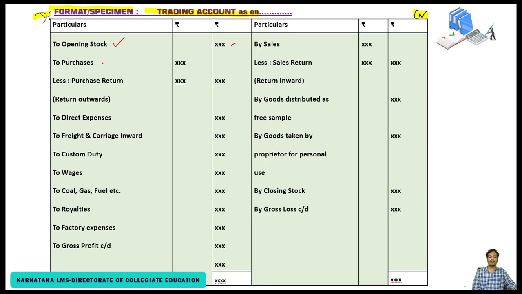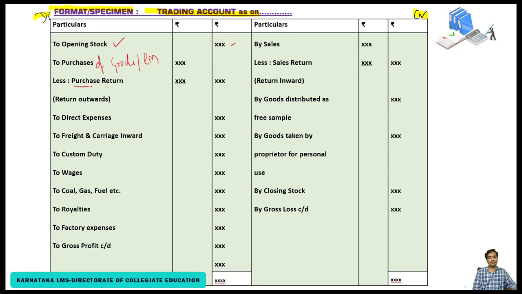And then we are going to record the purchases. That means the purchases that have been made during the particular accounting year with regard to raw materials or semi-finished goods, like that. So whatever raw materials are purchased, we record them here. And keep in mind, purchase of assets should not be recorded over here because purchase of asset is a capital expenditure. Here only purchase of goods or raw materials must be recorded.